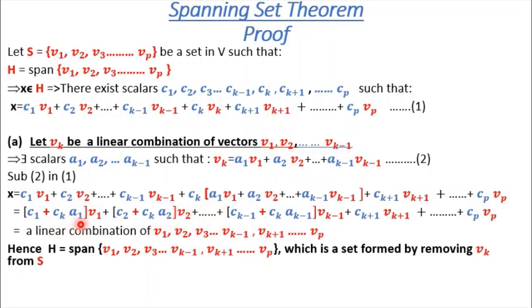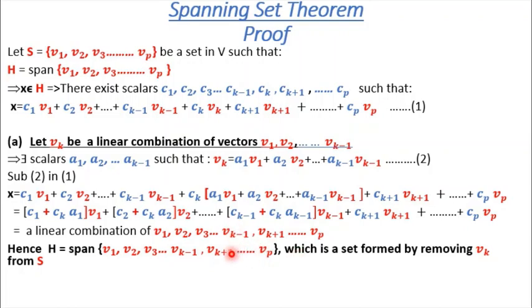So what happened in this equation is that there is no vk term. The v1 term is there, the v2 term is there, the vk minus 1 term is there. Next we have the vk plus 1 term only. We don't have the vk term. So x is equal to a linear combination of v1, v2, v3 and so on, vk minus 1, vk plus 1 and so on, vp. So vk is missing. But still, after removing that, you are able to write x as a linear combination of v1, v2, v3 and so on, vp except vk, deleting vk.